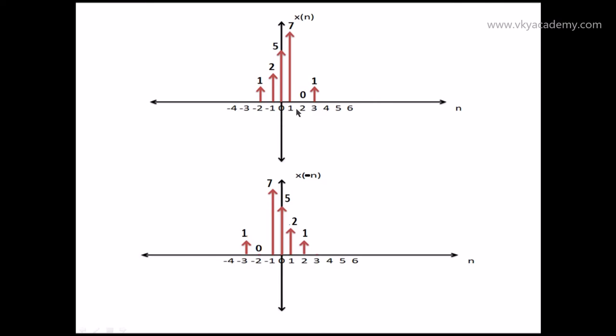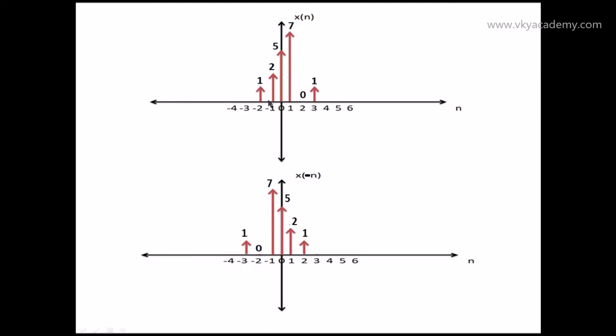As you can see, previously at position 1 I had an amplitude of 7. Now this amplitude has a new place at -1. At 2 we had an amplitude of 0, and at -2 we have 0. At 3 it was 1, and now at -3 it is 1.